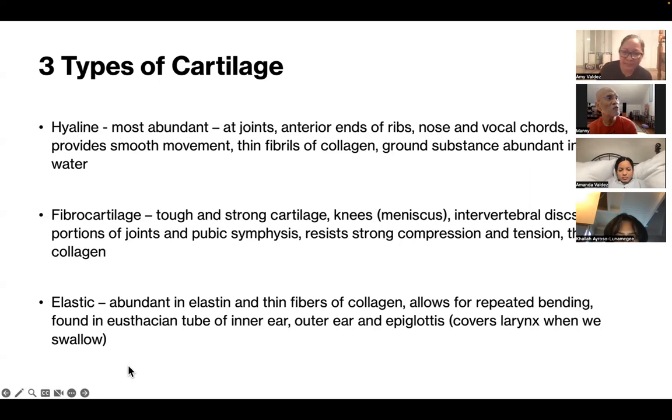Which one do you classify the Achilles tendon as, the fibrocartilage? That's Achilles tendon's probably hyaline. Hyaline. Oh, that's why it breaks, huh? Well, they break.